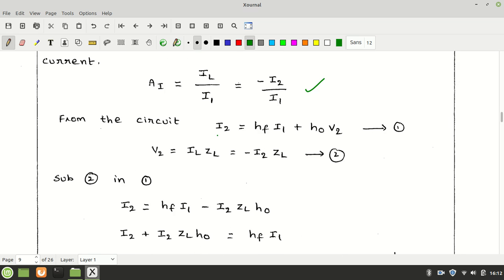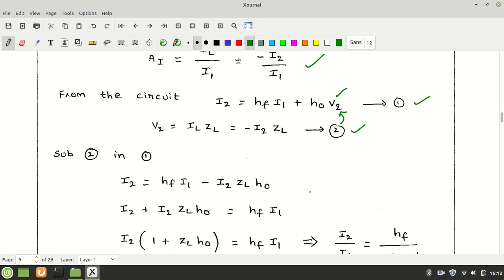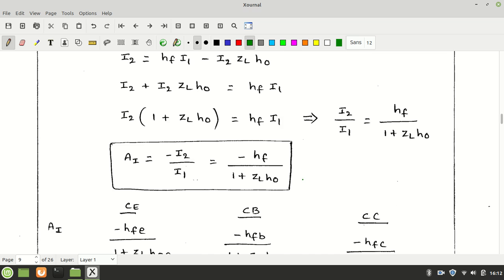Now from the circuit, I2 is this one and V2, I have already written, is IL into ZL, that means minus I2 into ZL. So in place of V2 you can replace this one, replace equation 2 into this, and then by some manipulation you can find I2 by I1 like this. So take the negative of that, the current gain should be minus hf by this one. These are all constants.